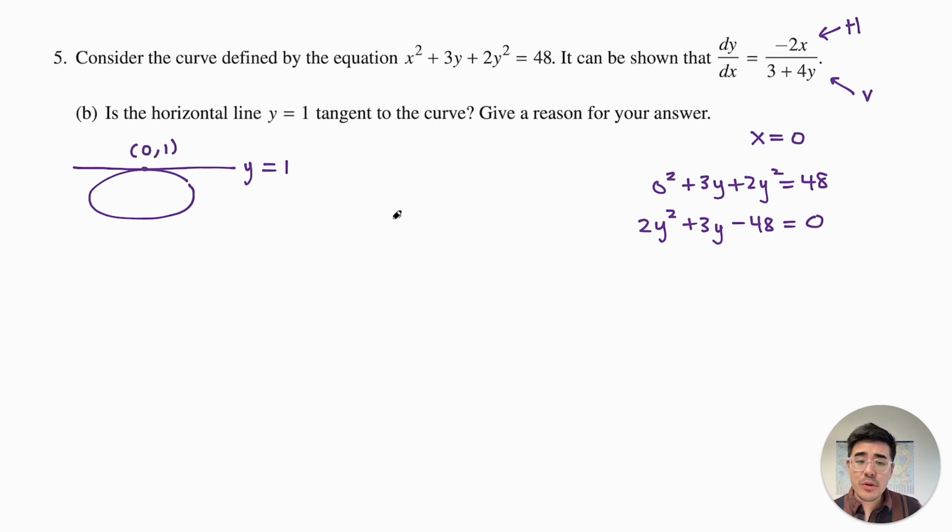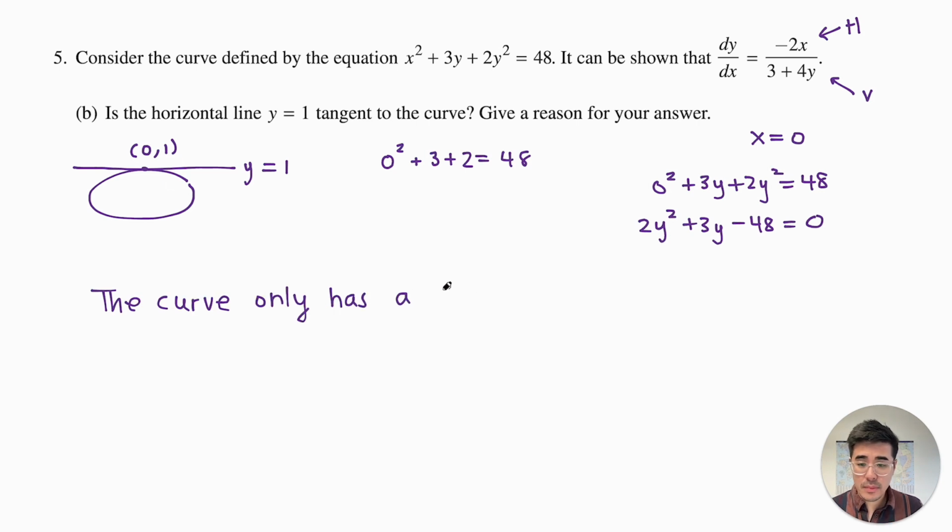And right now, if we were to plug in 1 here, 1 would not work in this equation, right? We get 2 plus 3 minus 48. Or we could plug the point (0, 1) into this original equation and show that it doesn't work either, right? It'd be 0 squared plus 3 times 1 plus 2 times 1 squared is equal to 48. This doesn't work either. So then we could come up with an answer talking about how this point doesn't work in this function.